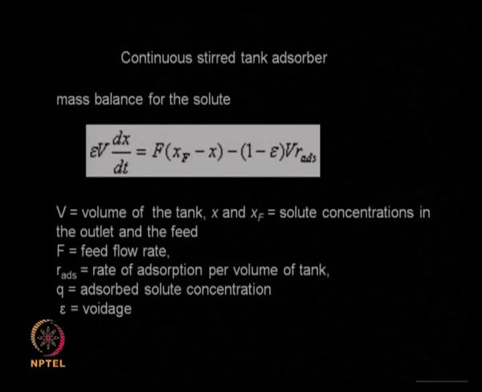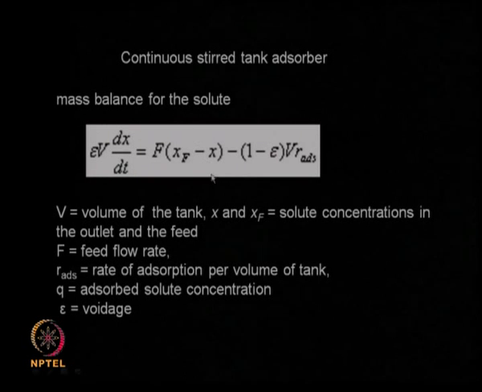Again, you have to do a mass balance: solute in minus solute out minus solute adsorbed is equal to accumulation. This is the solute in, F is the flow rate of the slurry or the broth or the medium which contains your solute or the adsorbate at a concentration of xf. So, F into xf gives you the solute in, F into x gives you the solute out. This is the quantity flowing out, x is the concentration of the solute in the exit stream. So, this is in, this is out, minus the amount adsorbed. Because solute from the solution phase goes to the adsorbed phase, it is leaving this phase, do not forget, that is why you have a minus term here.